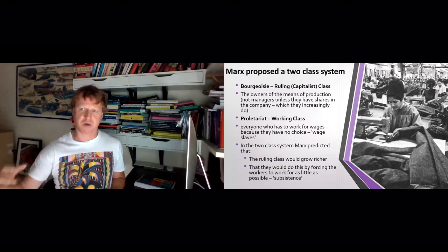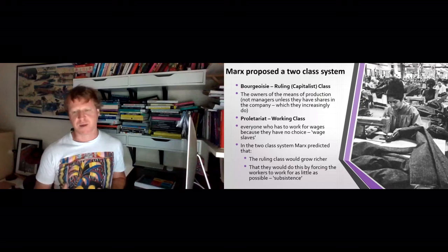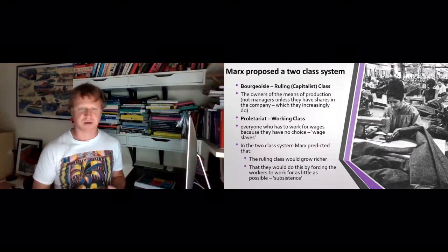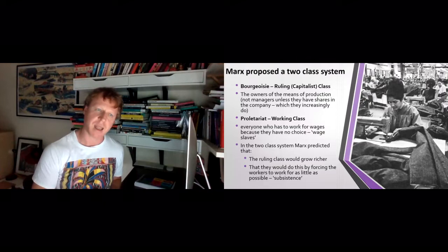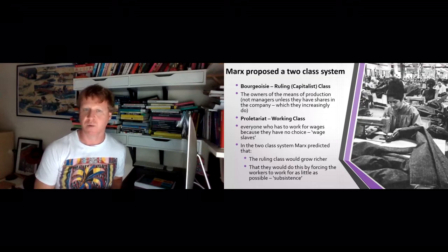But really, I think this is one thing that maybe a Marxist analysis misses in a sense these days, is that those people on literally hundreds of millions of dollars probably are the ruling class, even if they're not necessarily owning things. Proletariat is everyone else who has to work for their wages because they have no choice. What Marx essentially called wage slaves.